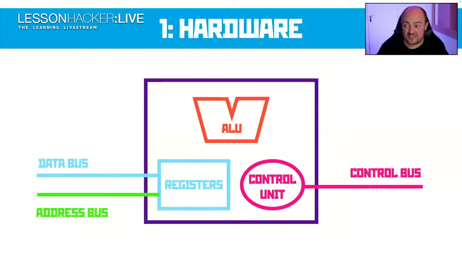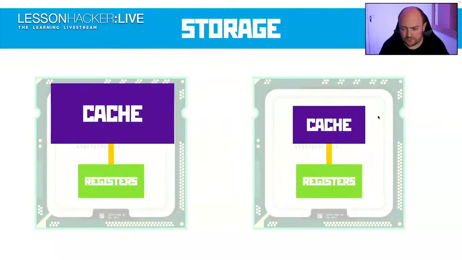What does a data bus transmit? The data. What does the address bus transmit? The address. And what does the control bus transmit? The control signal. That's the key bit that we have that works with the CPU.